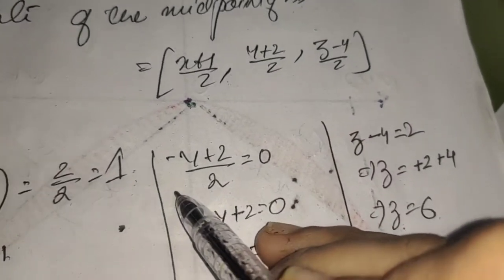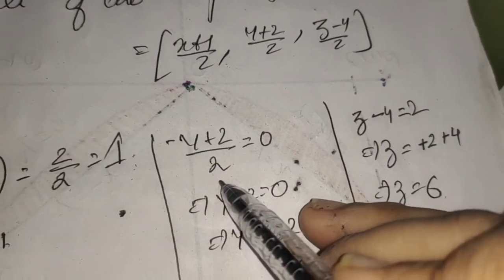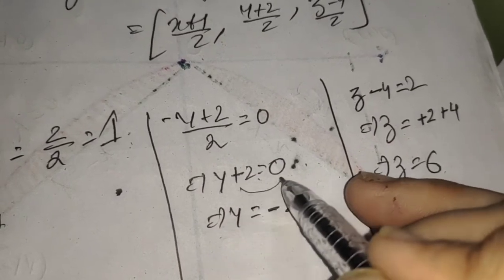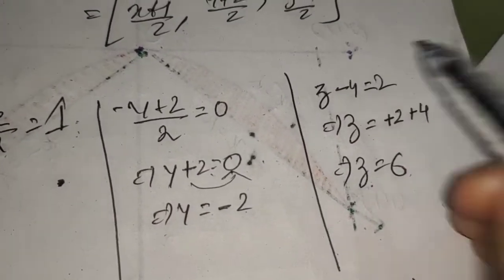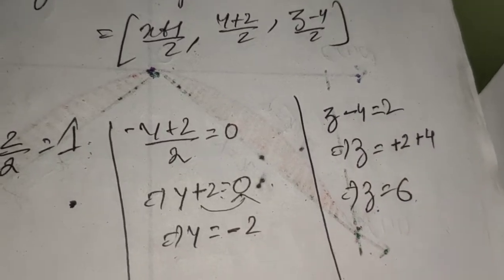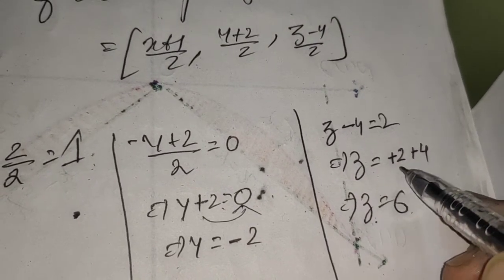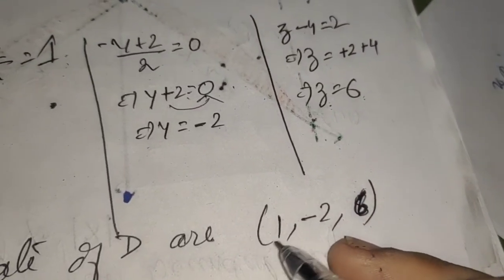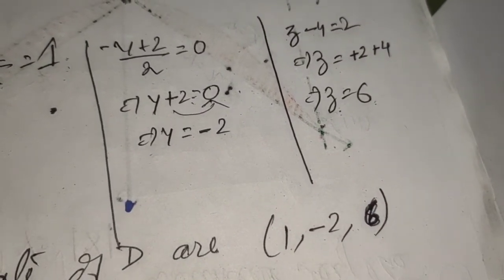Then (y + 2)/2 equals 0, so y + 2 equals 0, and this 2 will go to the right-hand side and become minus 2, so y will be minus 2. Then (z - 4)/2 equals 2, so z - 4 equals 4 and z equals 2 plus 4, then z equals 6. So the required coordinate of D is (1, -2, 6).